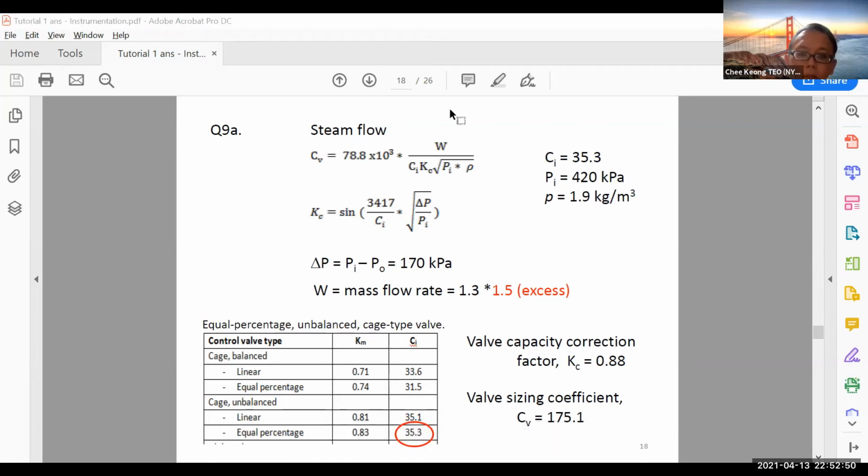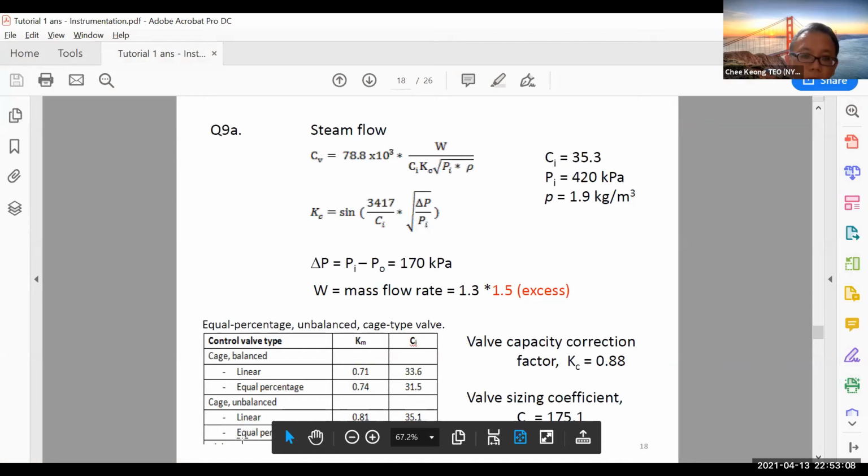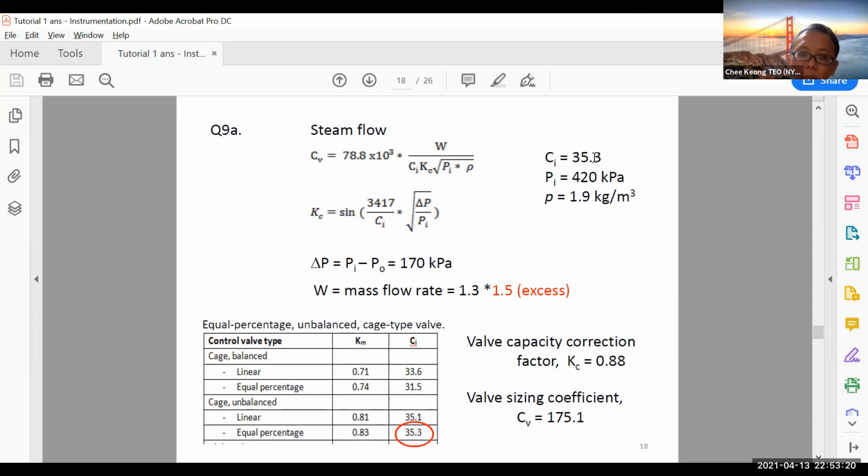Let's look at the question again. So the type is a cage type, right? Cage type, equal percentage, unbalanced. So if you go back to that page just now, you have cage type here, unbalanced equal percentage. So therefore you can see the CI will be given by 35.3. So you can straight away lift it from the table there.